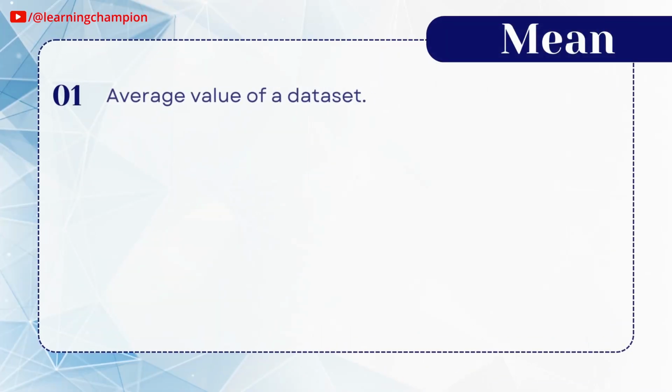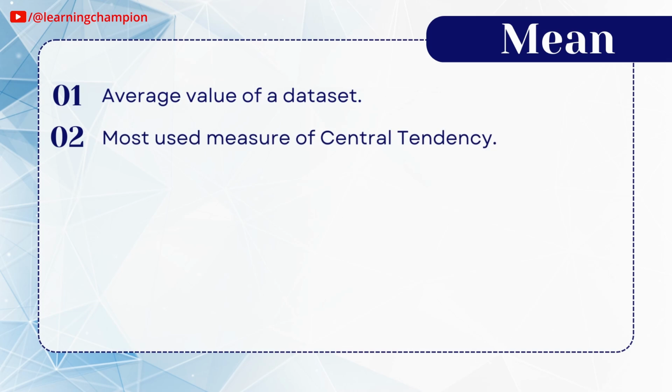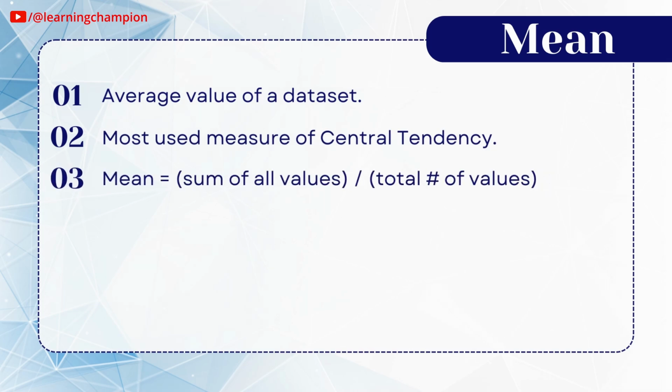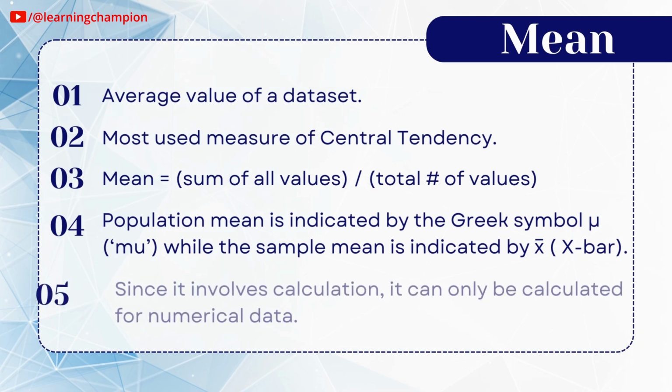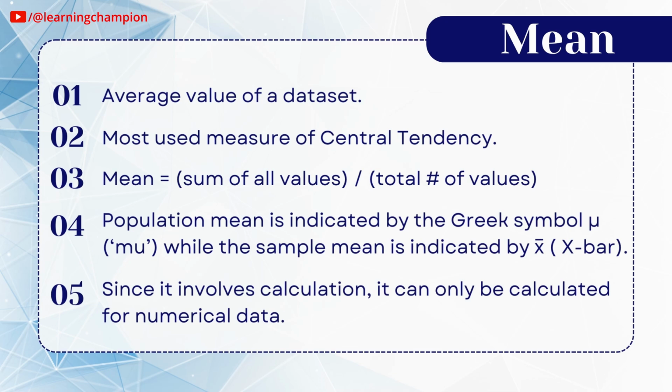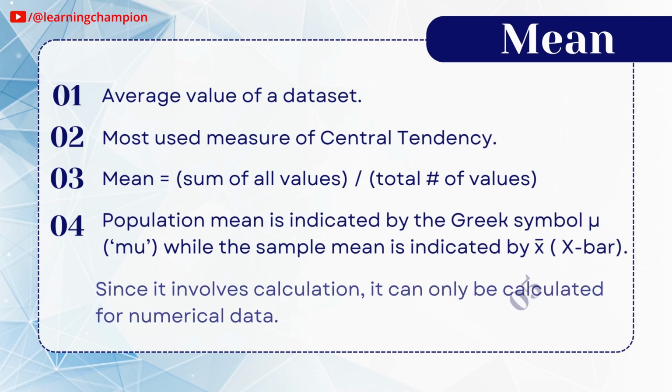This is the average value of a dataset and is the most used measure of central tendency. It is calculated by simply adding all the individual values in a dataset and dividing it by the total number of values. The population mean is indicated by a Greek symbol mu, while the sample mean is indicated by the symbol x bar. Since it involves calculation, it can only be calculated for numerical data.